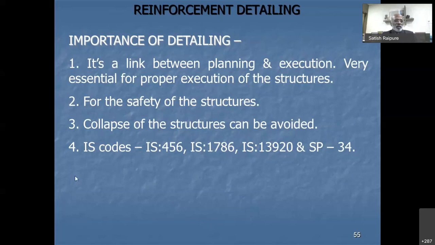The different IS codes used for this are 456, 1786, 13920, that is ductile detailing, and SP34. In SP34, you will find the reinforcement detailing of each and every part of the RCC structures, right? Whether it be footing, column, pile, slab, or retaining walls, each and everything is given in this SP34, and everyone should have this SP34 in their library so that you can work out very good details.